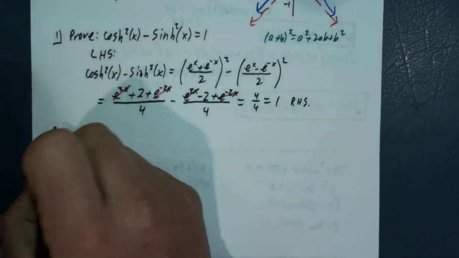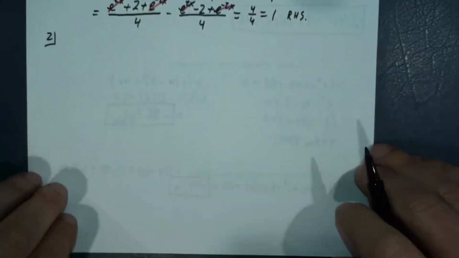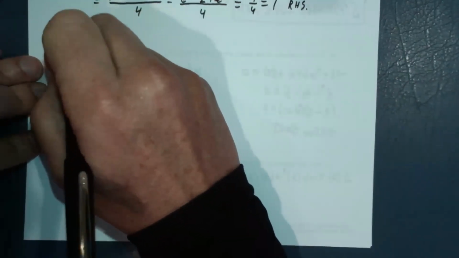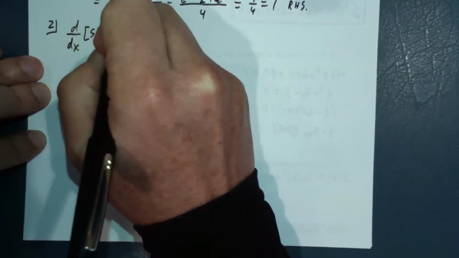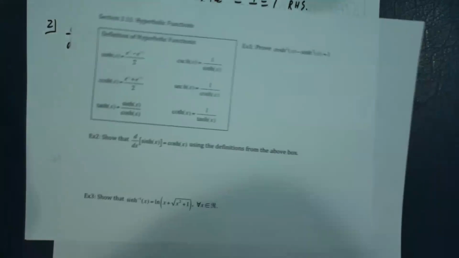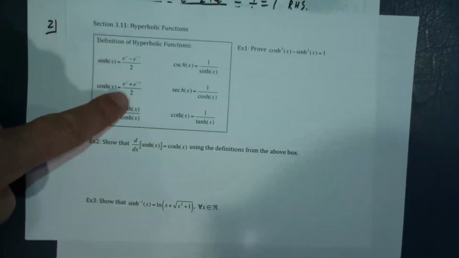All right, example 2. Let me scooch that up. Example 2 says, show that the derivative of sinh is equal to cosh. So let's take the derivative. And once again, I'm going strictly by these definitions here. So I'm going to show that the derivative of that is going to equal that.